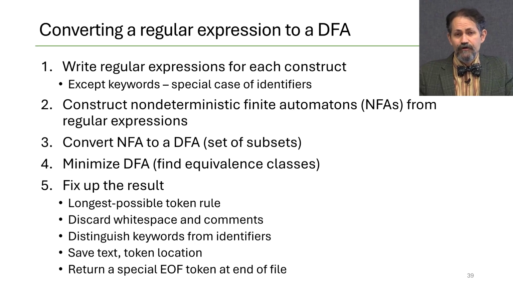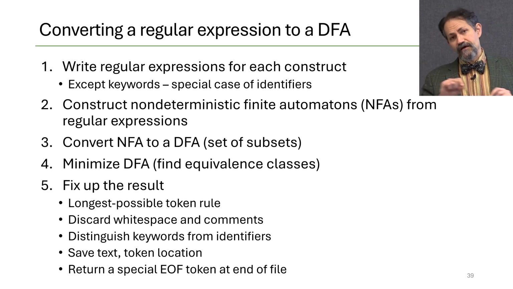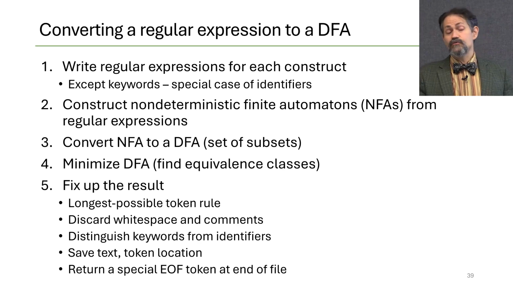When we have a specification for the language, that specification might be expressed in terms of regular expressions for the tokens in the language. So we'll start by writing regular expressions for each language construct, except keywords generally will be a special case of identifiers. And then, to work towards a DFA, we'll first construct a non-deterministic finite automaton for regular expressions. Now, a non-deterministic finite automaton might have several transitions out on a character. And so we'll next convert that non-deterministic finite automaton into a deterministic one, using a subset construction that I'll describe in a few slides.